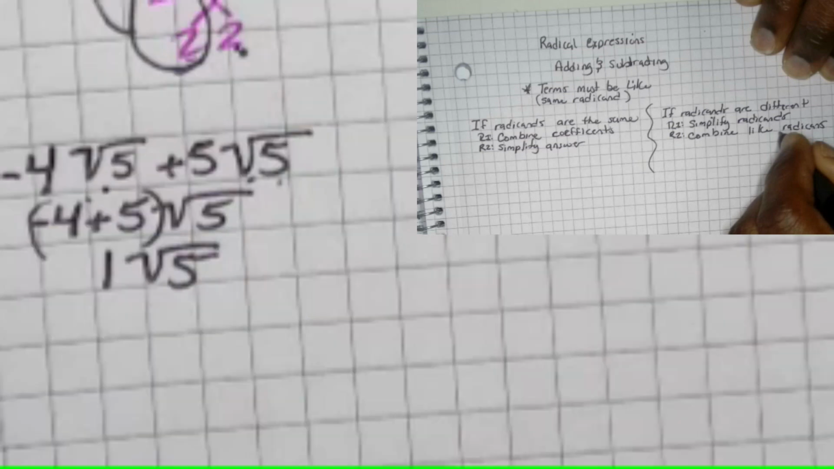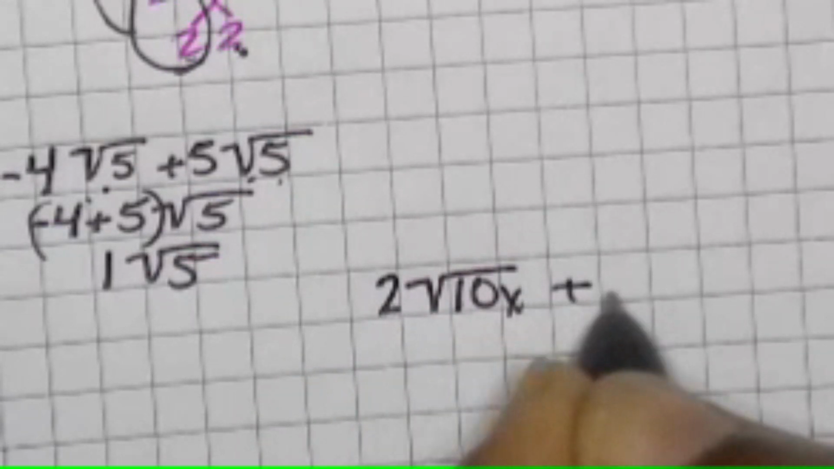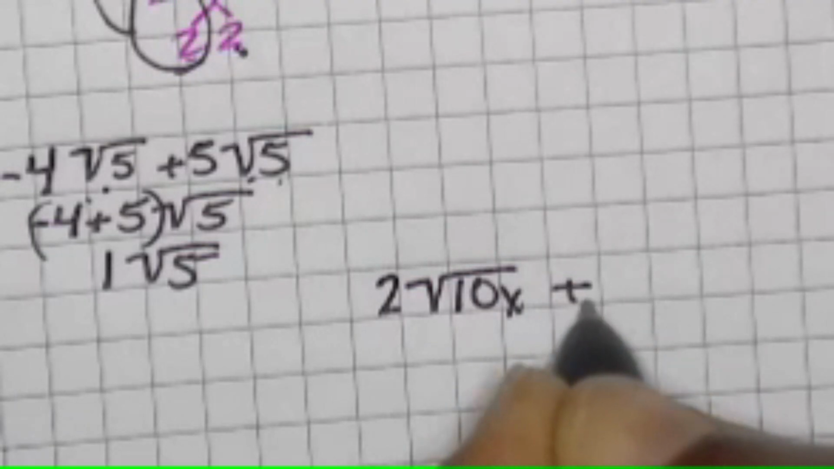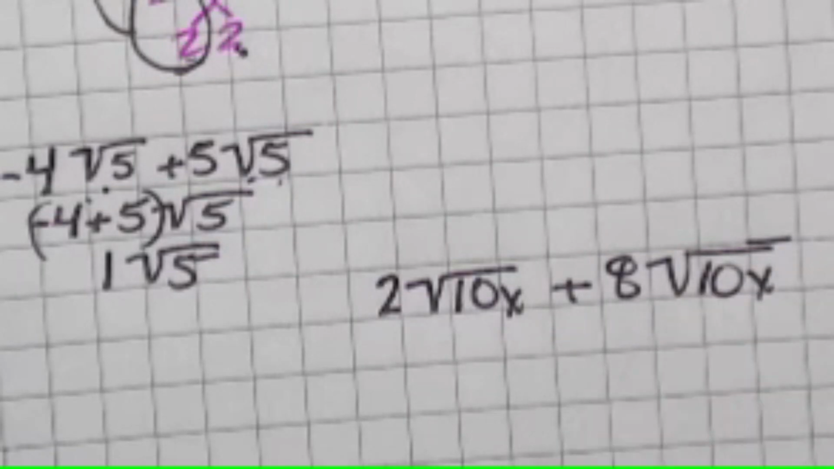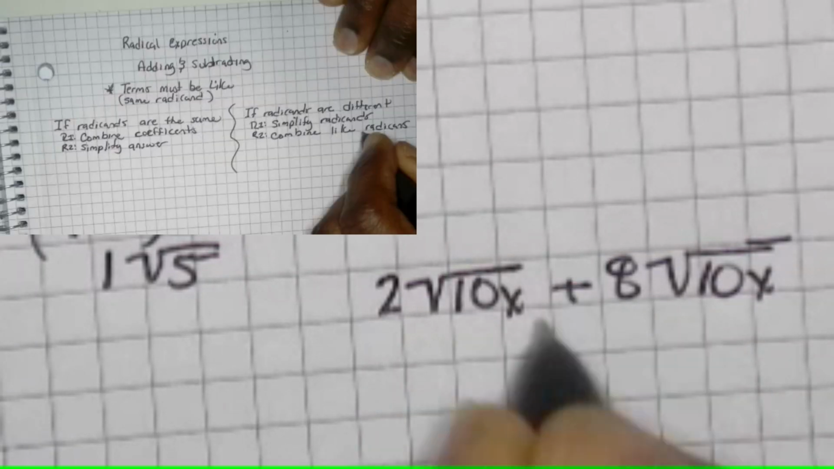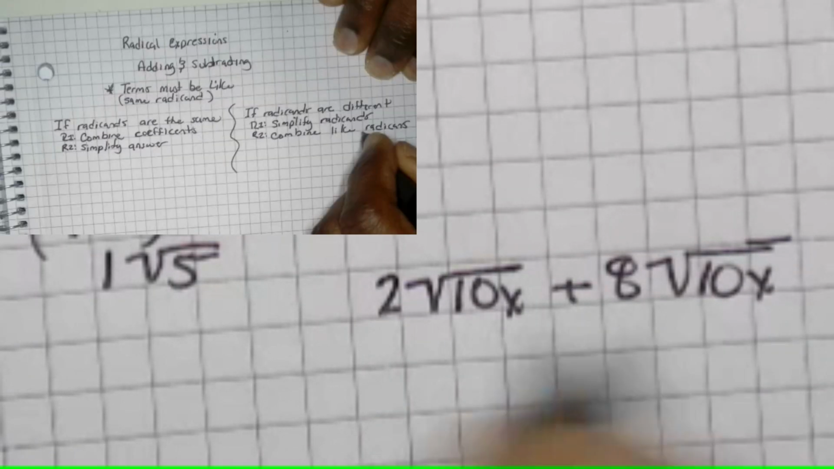That looks kind of different. Alright. This one is 2 square root of 10x plus 8 square root of 10x. Alright, the x is underneath the radical. So you have 10x as a radicand. Are they the same? Yes.